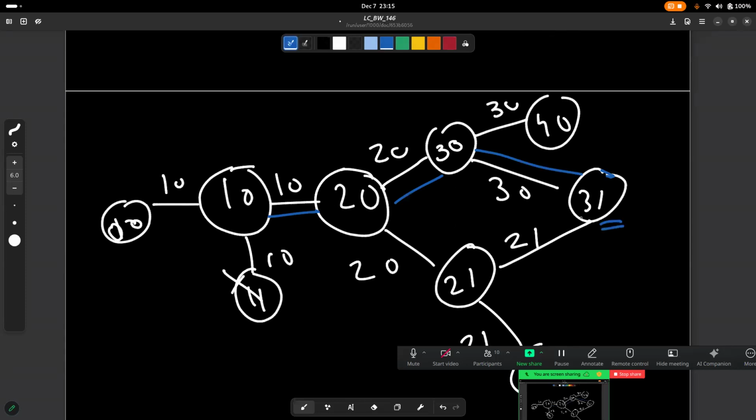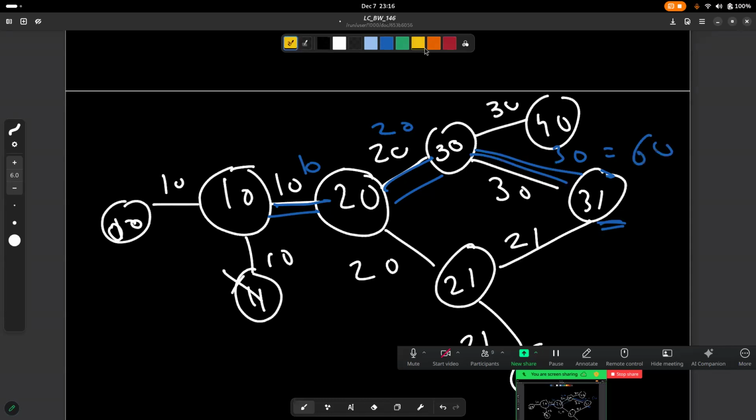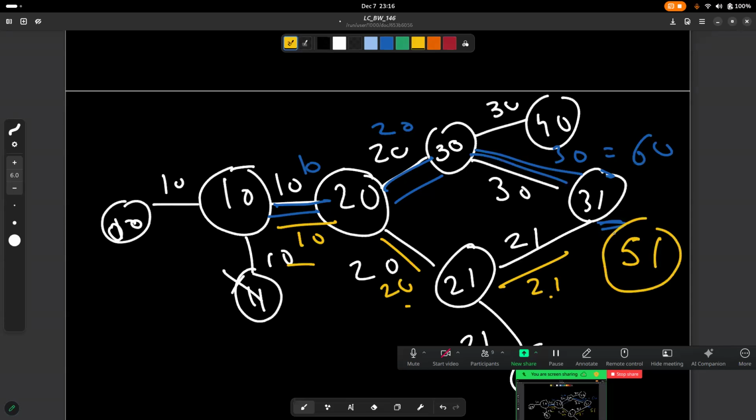What will be my cost to reach 31, according to these edge weights? This is 10, 20, then 30. So I can reach 31 in one way, that is 10 plus 20 plus 30, that is 60. One more way in which I can reach it is 10, 20, and 21, that is 10 plus 20 plus 21, which is 51. So the minimum of these two is 51.